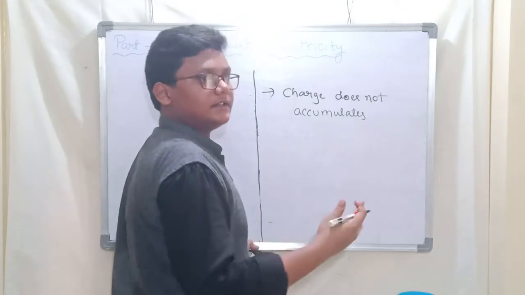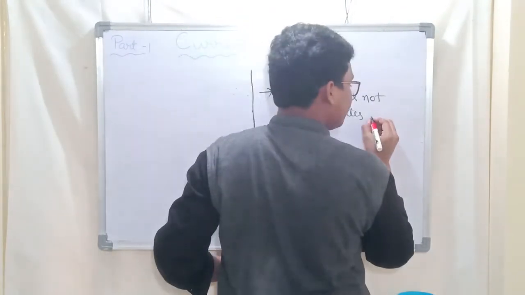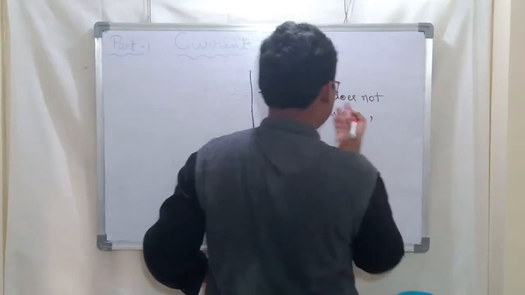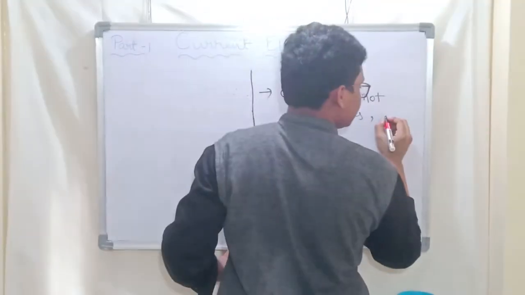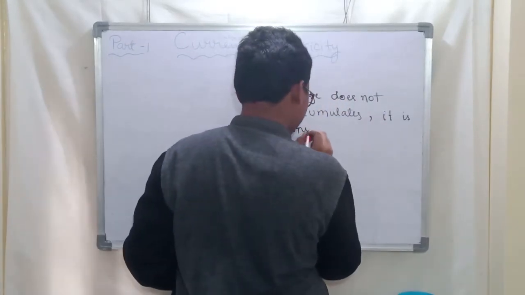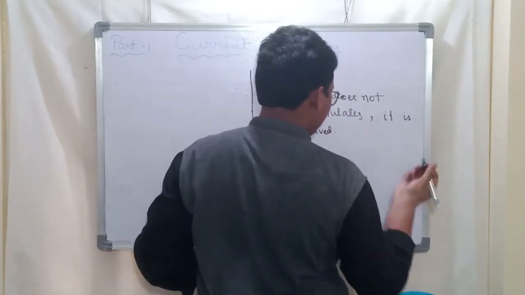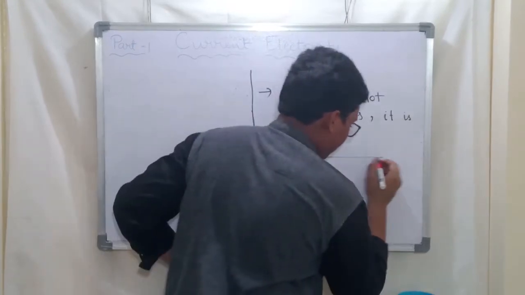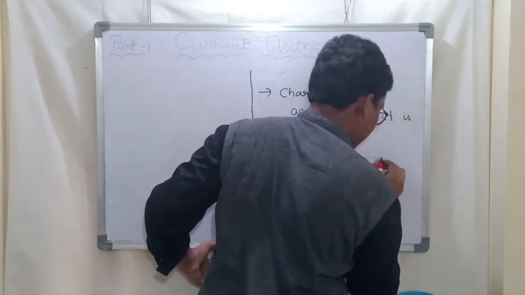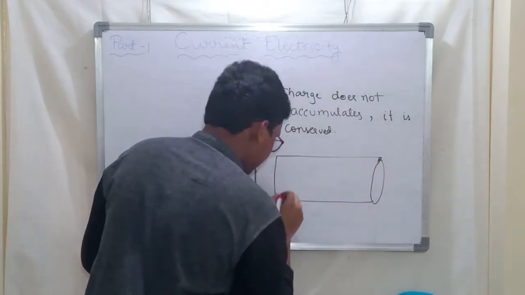It is conserved, neither created nor destroyed, be it electric current or charge. It is conserved. That is when electric current, see, this is a conductor, and this is this side.